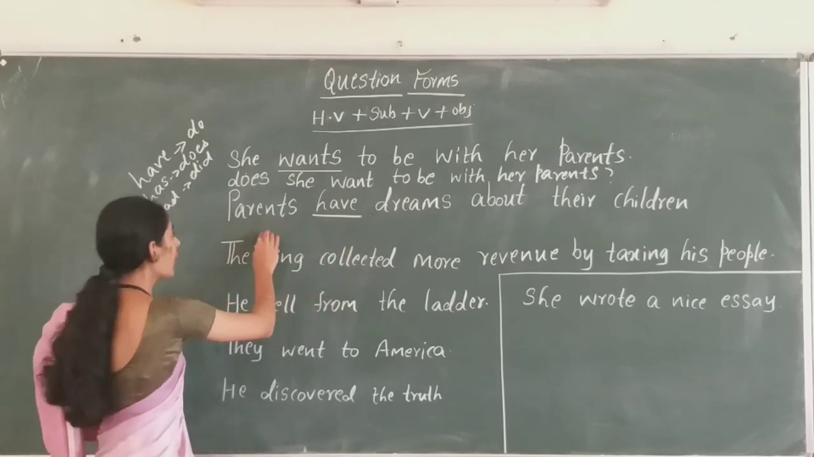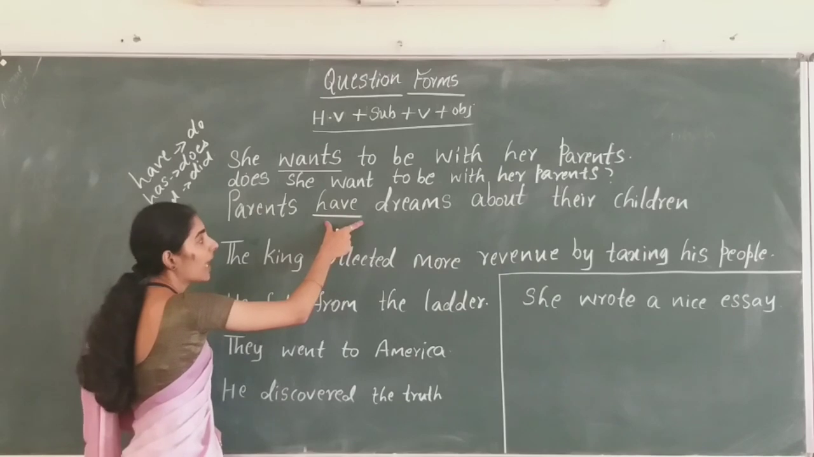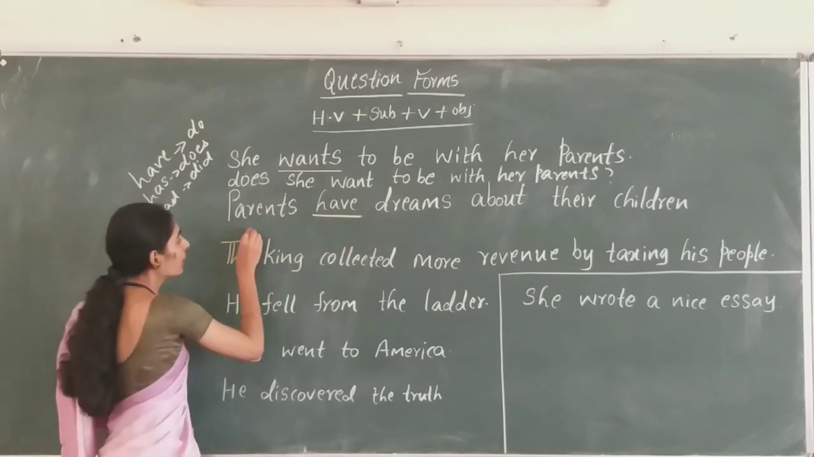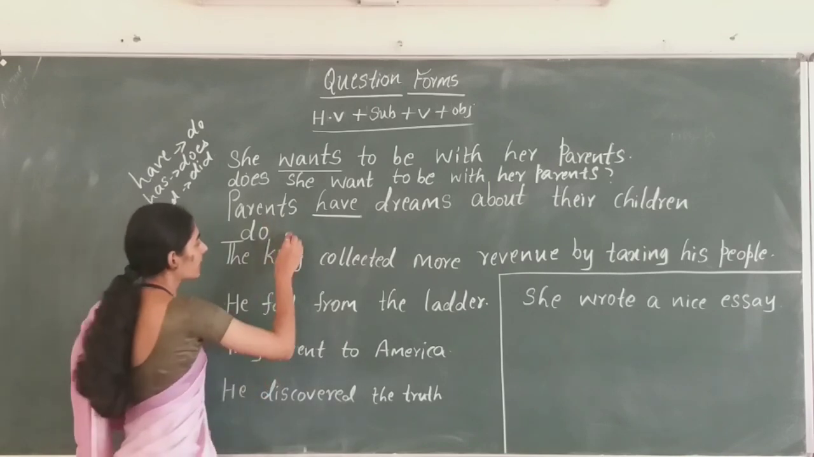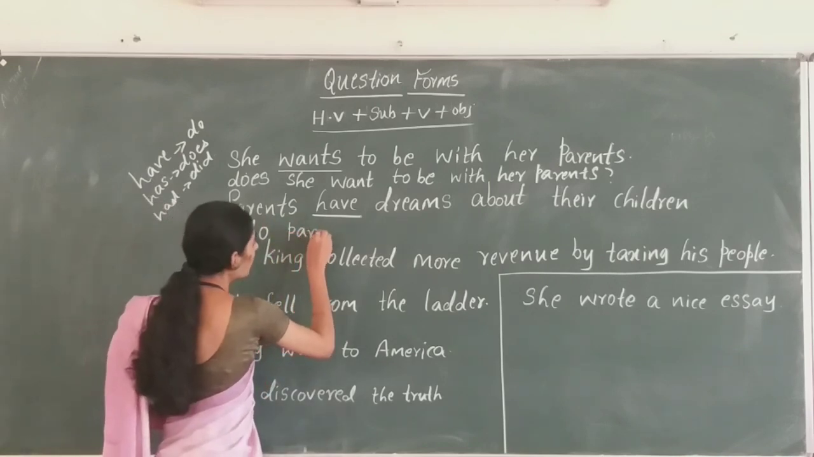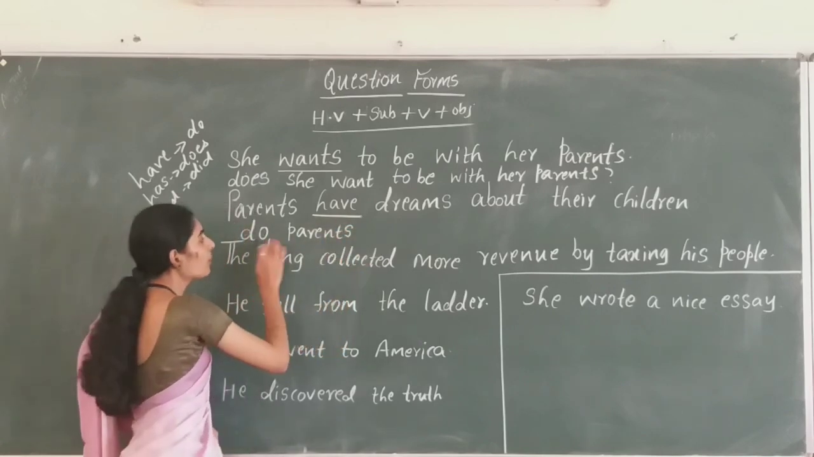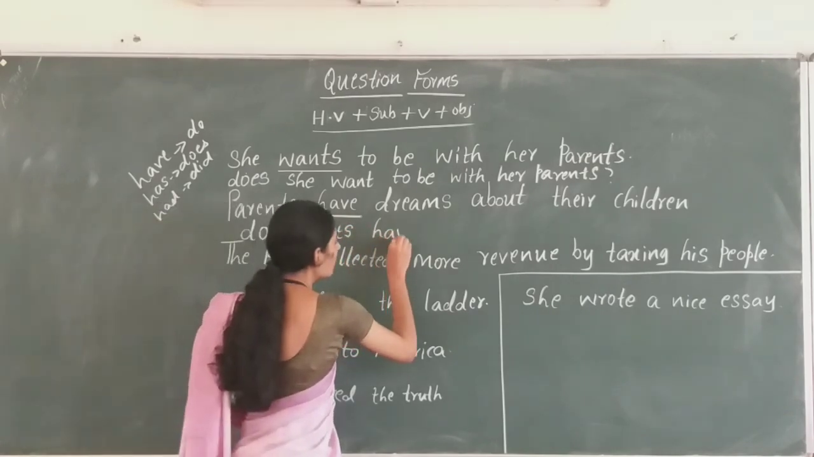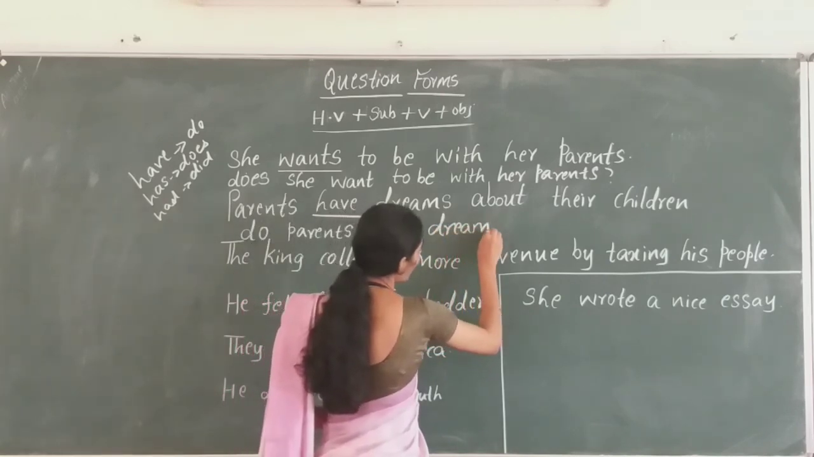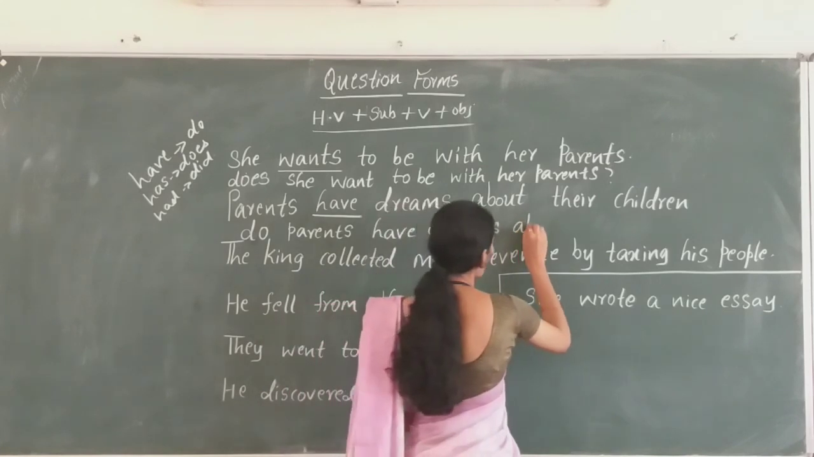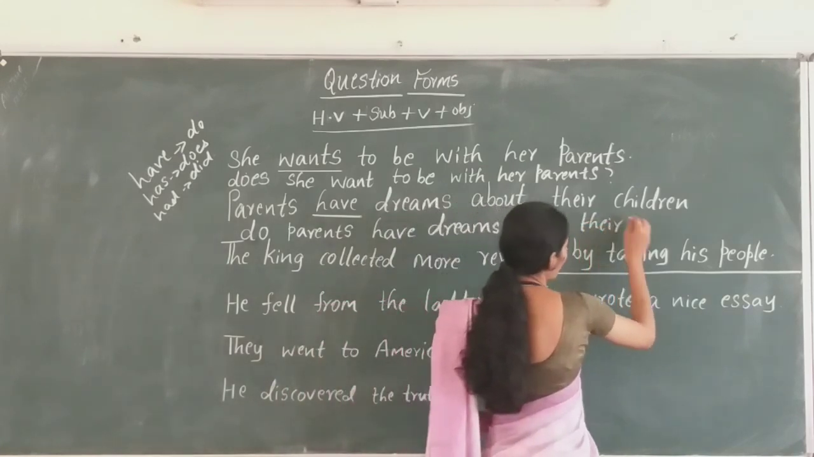Now how do you frame the do form here? Have, as I said, if you find have, then it takes do. So you have to write do, and then there should be the subject, parents. Do parents have, write as it is, you need not change. Do parents have dreams about their children?